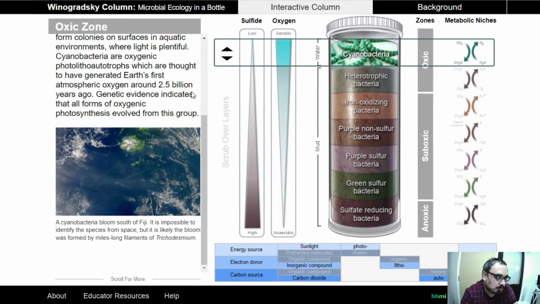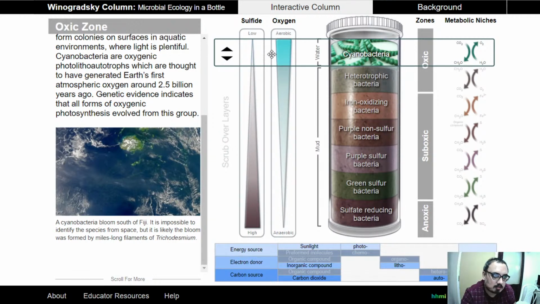photolithoautotrophs, which are thought to have generated about Earth's first atmospheric oxygen around 2.5 billion years ago. And genetic evidence indicates that all forms of oxygenic photosynthesis evolved from this group. Now you can see the green patches in the ocean, which is basically a cyanobacterial bloom. It is impossible to identify the species from space, but it is likely that the bloom was formed by miles-long filaments of Trichodesmium.